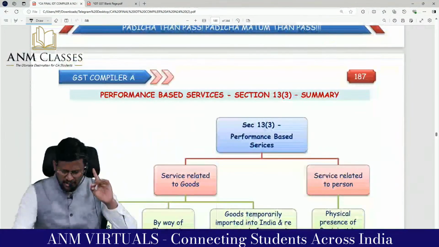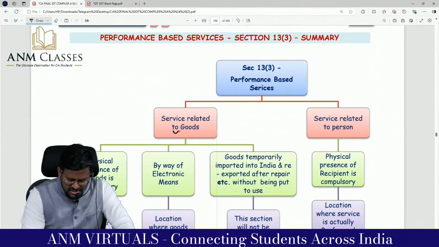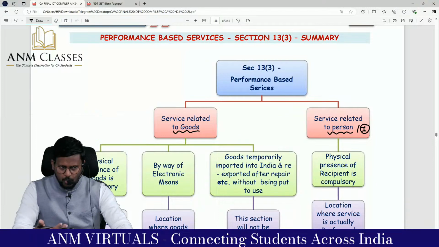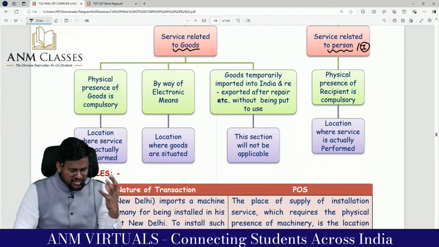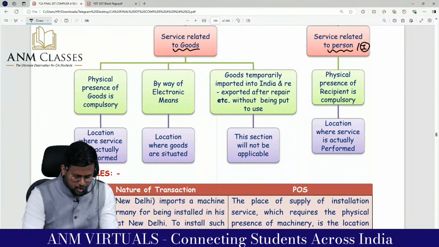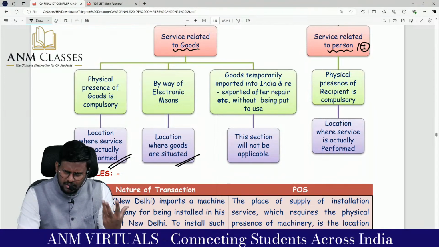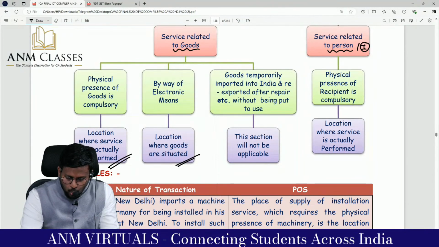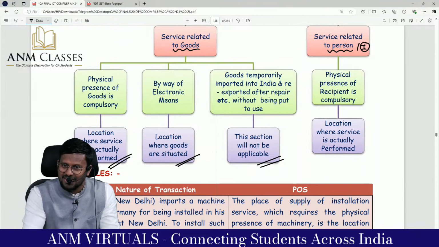So my dear lovable students, here is the summary. 13(3) is about performance based services: services relating to goods and services relating to individuals. I haven't spoken about individuals yet; we will come to that. What are we discussing now? Goods. How many situations are there in goods? Three situations. Physical presence of the goods is compulsory. Location where the services are performed means the location where the goods are situated at the time of providing the services. Goods temporarily imported into India and re-exported after repair without being put to any other use: this section will not be applicable for such place of supply.